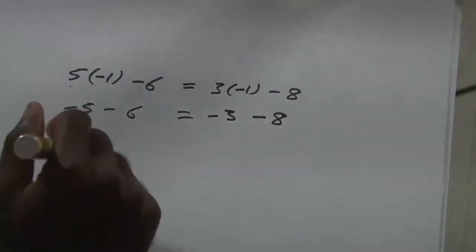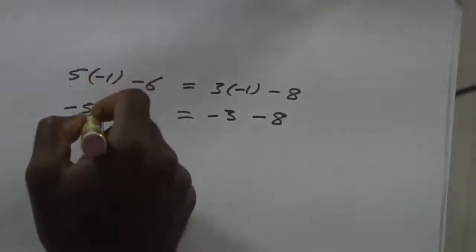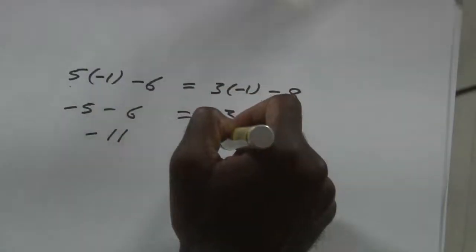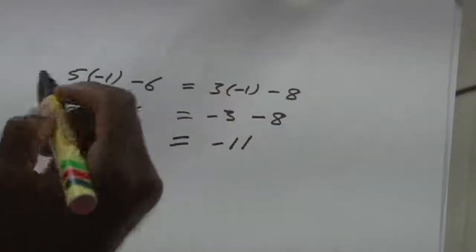And what you have on the left hand side is negative 5 minus 6. This should give you negative 11, and negative 3 minus 8, that should also give you negative 11. And therefore the left and the right hand side of our equation are equal, which means x equals negative 1 is the solution to our equation. We have successfully solved our equation, and all the equations are solved in a similar manner.